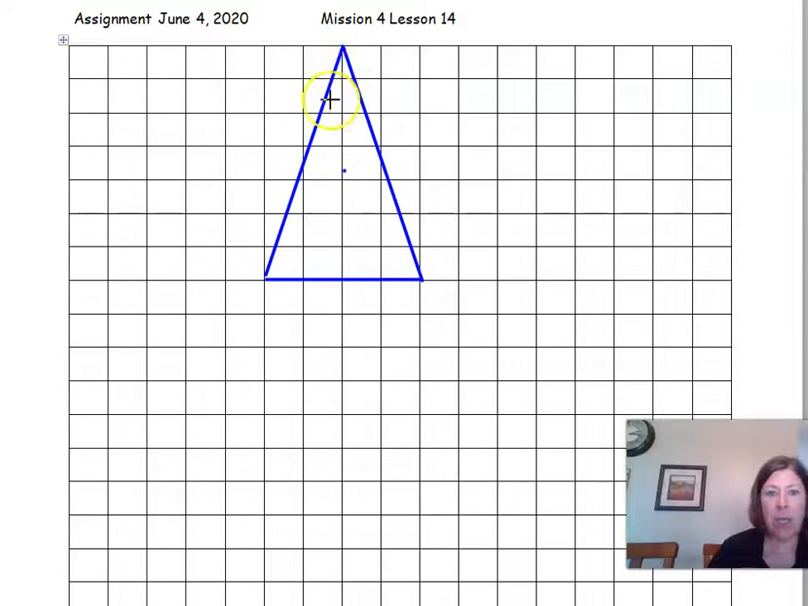Here are my 3 acute angles, 1, 2, and 3. And then these 2 sides are equal, and this side is shorter.